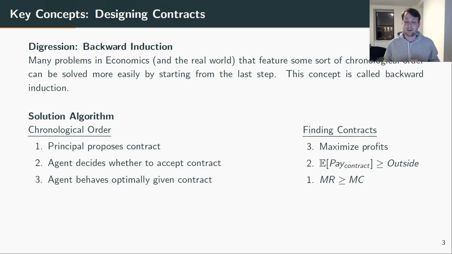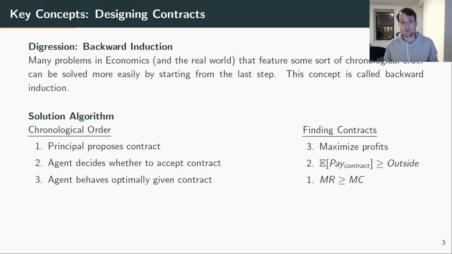Then we take a step back. We know what this last bit of the contract has to be. Now let's think about what we have to do in order for the agent to accept the contract. Well, for the agent to accept the contract, the expected pay under the contract must be weakly greater than the outside option, right? The other job that the agent could take.